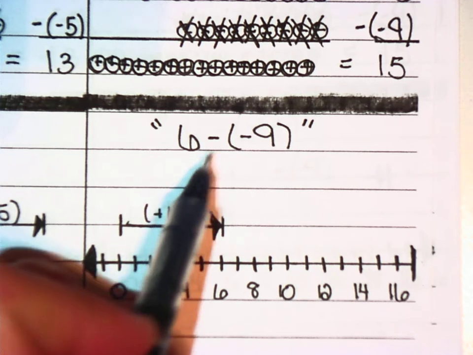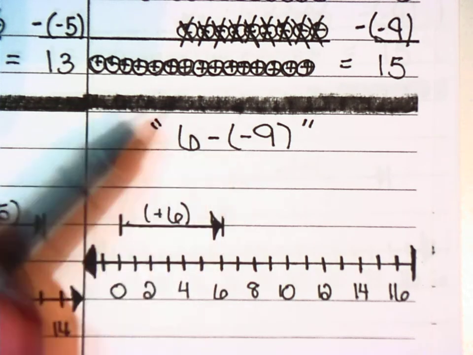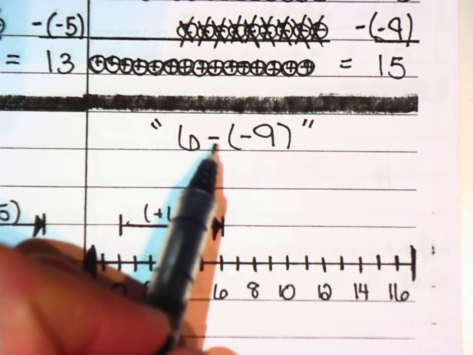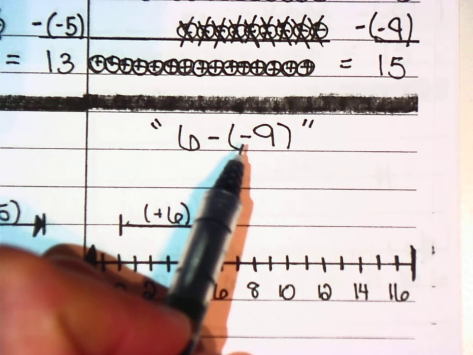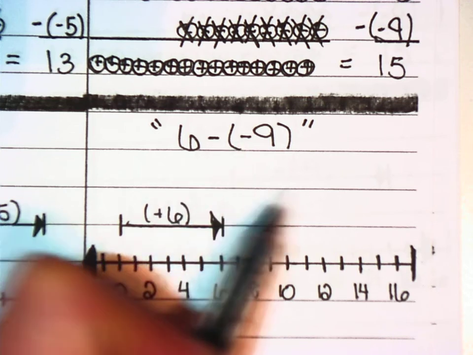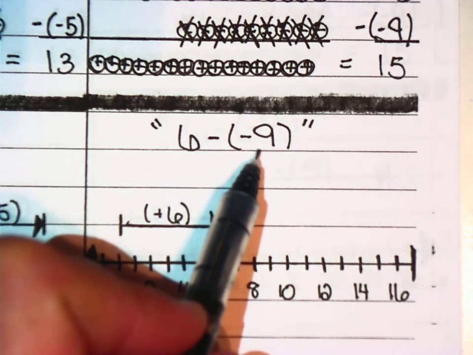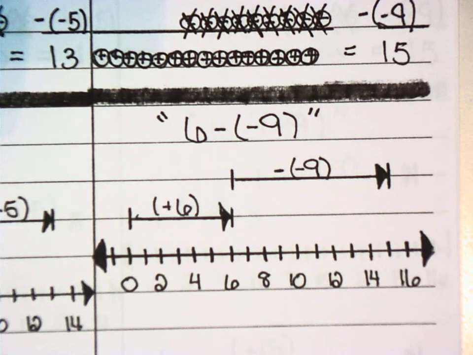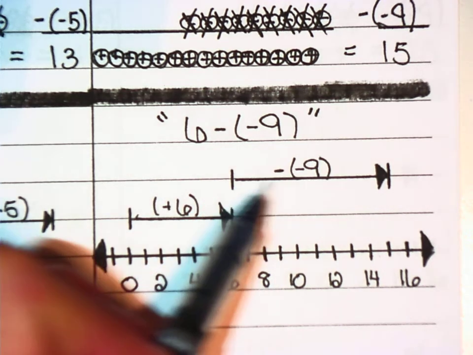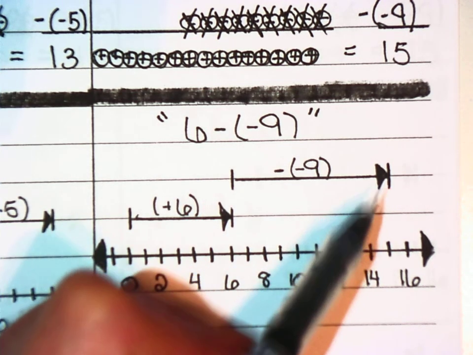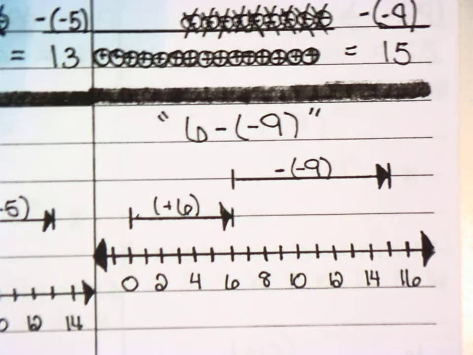Now I'm going to subtract negative 9. But remember, subtract means to go to the left, but the negative sign means to switch directions, so I'm going to end up going to the right. Basically, I'm going to be adding. And I'm going to add how many? 9. So I'll make my second line that begins right where my first line left off and then goes 9 spaces to the right. Wherever I end up ends up being my answer.